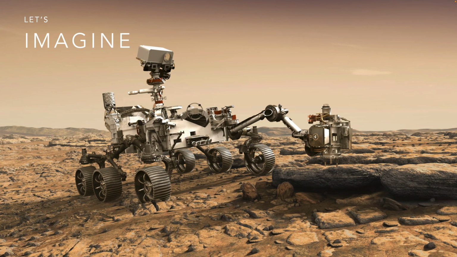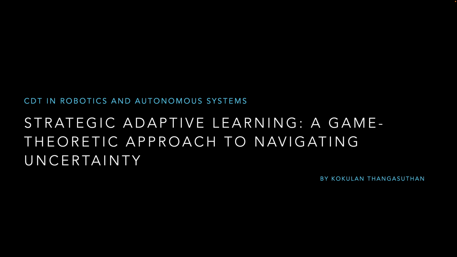In the case of the rover, the goal will be survival and how it will adaptively learn to survive when encountered with an unknown environment. Therefore, I will be focusing my research on static adaptive learning, a game theoretical approach to navigating uncertainty. What do I mean by this? In a sense, using game theory for adaptive learning when faced with uncertainty.